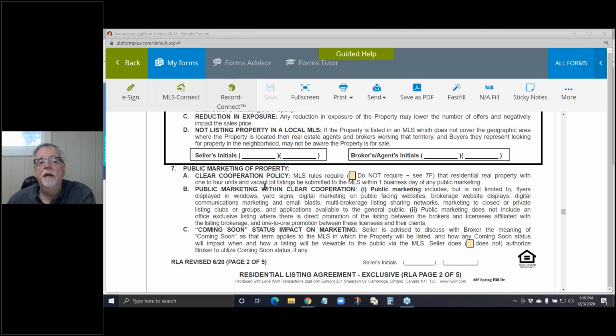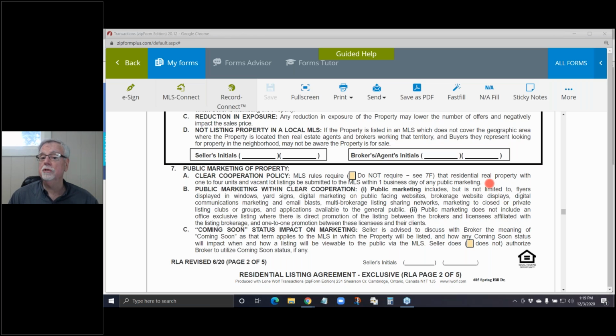Do they sign the MLS box to indicate they understand only if they want the listing on the MLS? What this is saying is they have to put the listing on the MLS. MLS rules require that residential real property with 1 to 4 units and vacant lot listings be submitted to the MLS within 1 business day of public marketing. It is no longer an option.